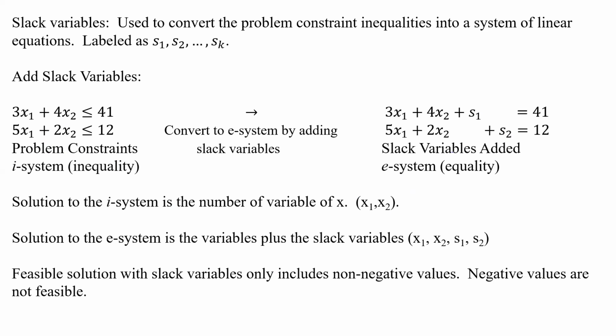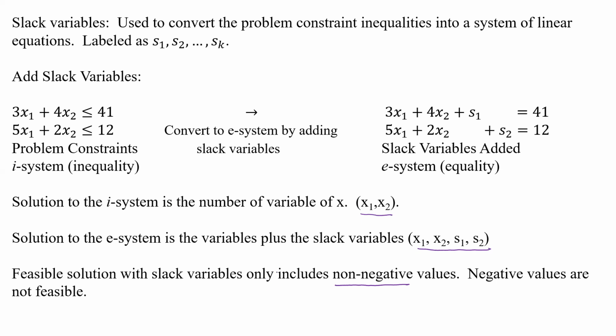But our solution to this E system, we have x1, x2, s1, and s2. So we actually have four variables we're going to get a solution to, compared to only the two with the inequality system. Now, a feasible solution with slack variables only includes non-negative values. That's the key. There has to be non-negative. So if you end up with a negative value in there, we basically throw that away. It's not a feasible solution. And so that's kind of a key thing.